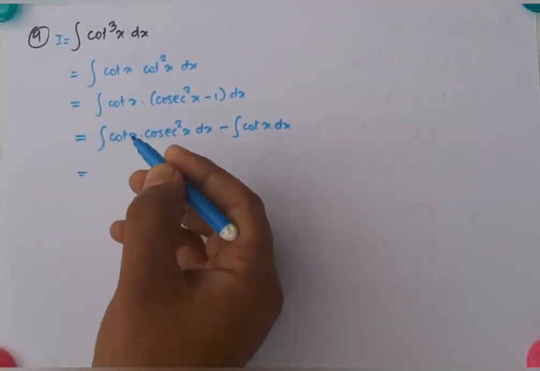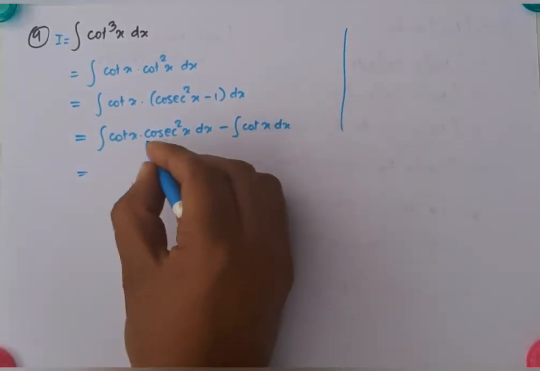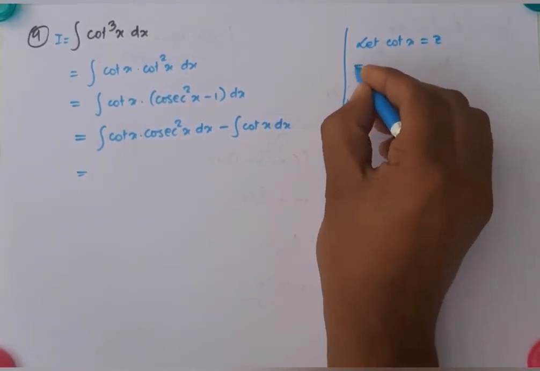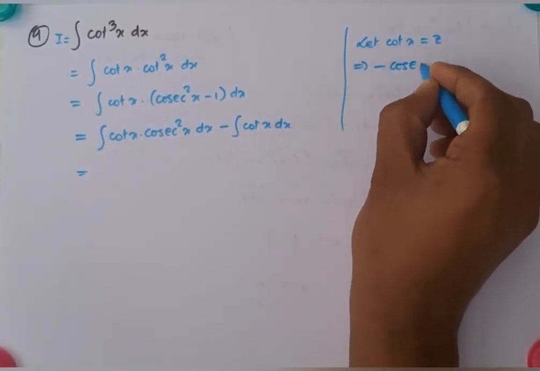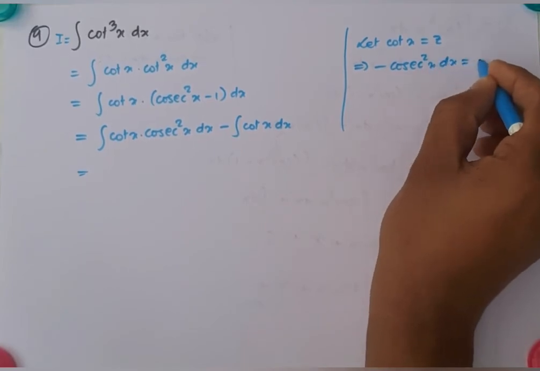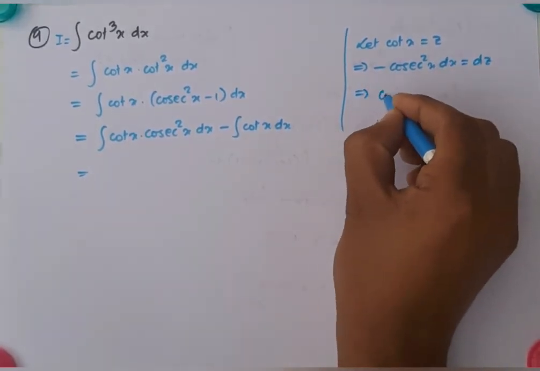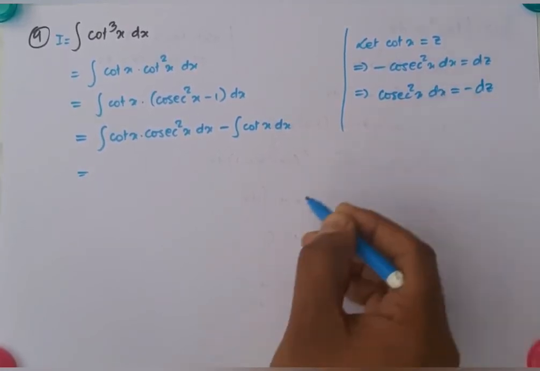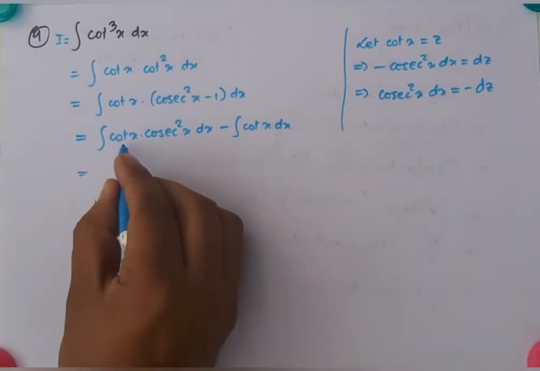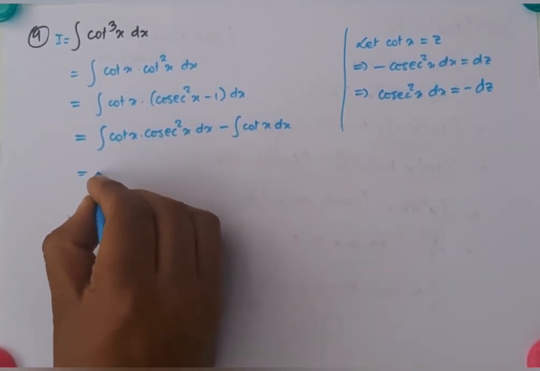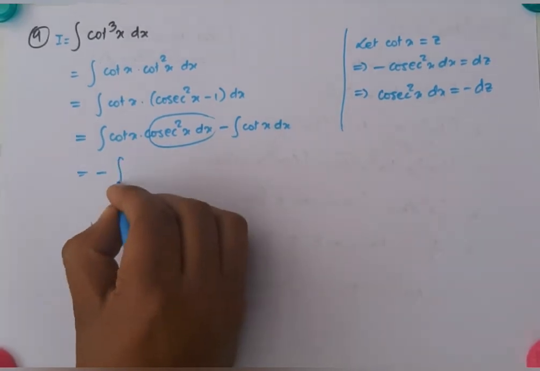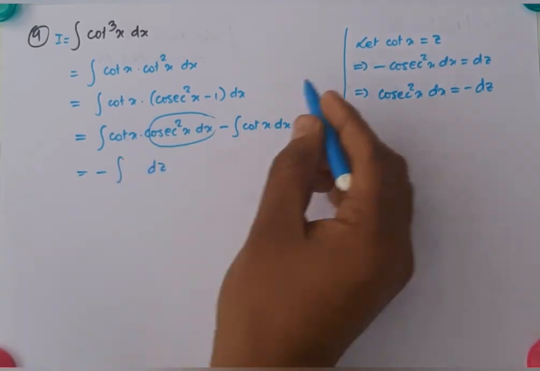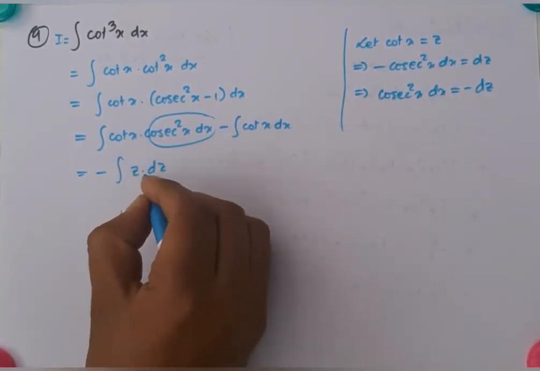Now the rule is the same, so here we will do the integration using substitution. Let cot x be z, so this will give you minus cosec square x dx equals dz, that is, cosec square x dx will turn out to be negative of dz. So cot x is z, and this integral will change into negative of dz, with the negative sign kept outside, so this is minus integral z dz.